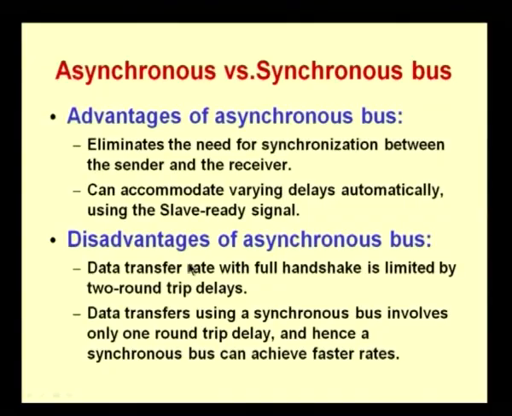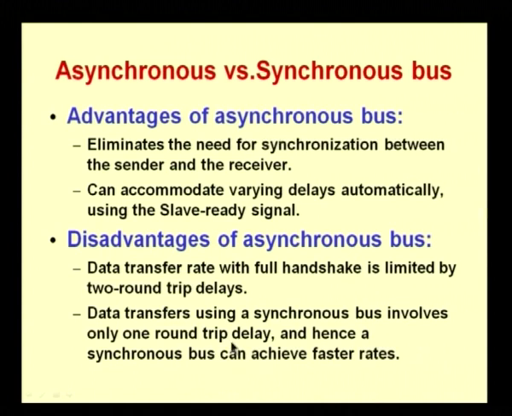The disadvantage is that the data transfer rate with full handshake is limited by 2 round trip delays. What do we mean by 2 round trip delays? You need to have the master ready signal going from one end to the other. Similarly, the slave ready signal going from one end to the other. Whereas data transfers using a synchronous bus involve only 1 round trip delay, and therefore the synchronous bus can achieve faster rates. This is something that we need to keep in mind.